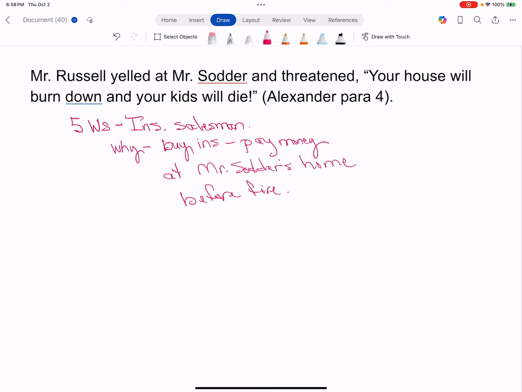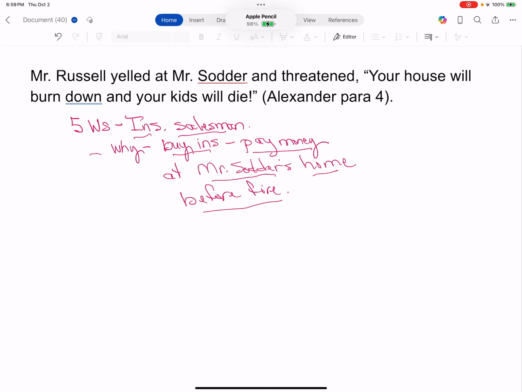So you can explain this quote by saying Mr. Russell was an insurance salesman who came to Mr. Sauter's home before the fire and threatened him because Mr. Sauter would not buy insurance or pay him money. That's another sentence or two after your quotation. Then you say, this supports the theory. Let's type it out.